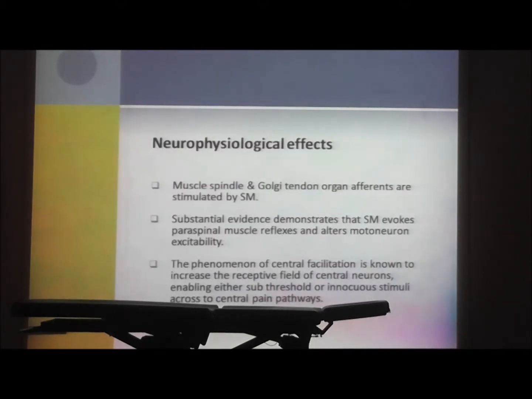Also there is a neurophysiological effect for spinal manipulation. The muscle spindle and joint tendon origin afferents are stimulated by spinal manipulation. To do spinal manipulation, you will enhance the mechanoreceptors, which usually are the muscle spindle and the tendon itself. Sustained evidence demonstrated that spinal manipulation also evokes the paraspinal muscle reflex and alters the motor neuron excitability.